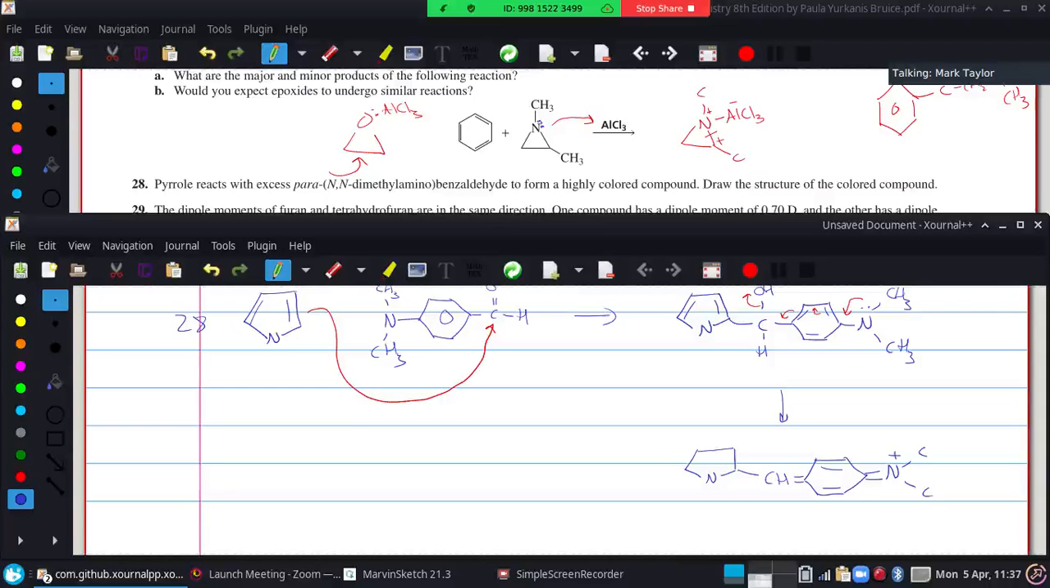Alright, and then I think it does say excess up there. So I'd imagine we do that again with this side. Get the exact same thing. So both two positions on that ring get filled up with these guys.